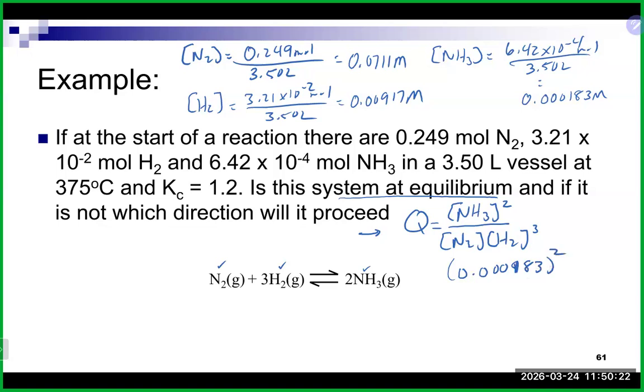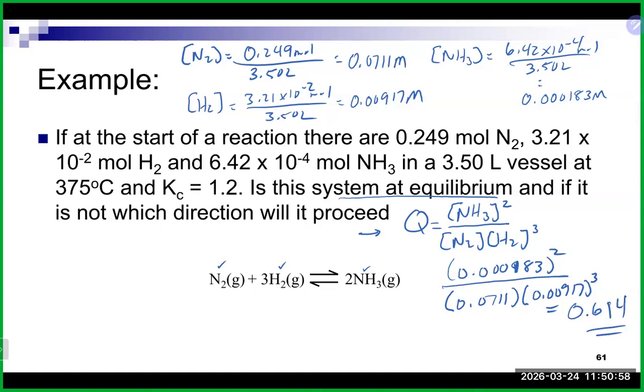0.000183. Once again, we do need to square it. Divided by our N2, 0.0711, and our 0.00917, that does need to be cubed in this case. If I do a little squaring and dividing by 0.0711, hit equals, divide by 0.00917, we're going to cube that. It looks like we're going to end up with a Q value of 0.614 in this case.